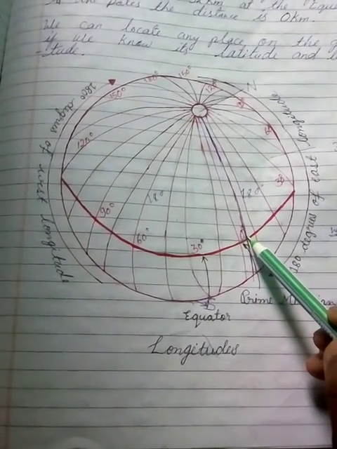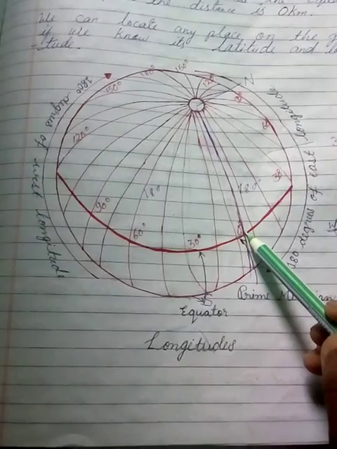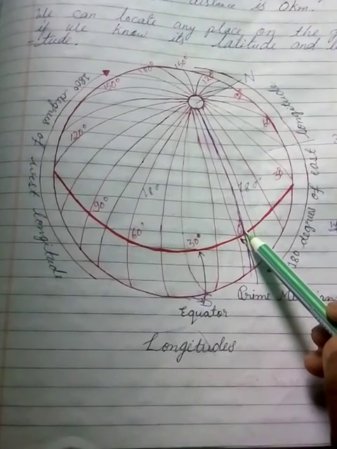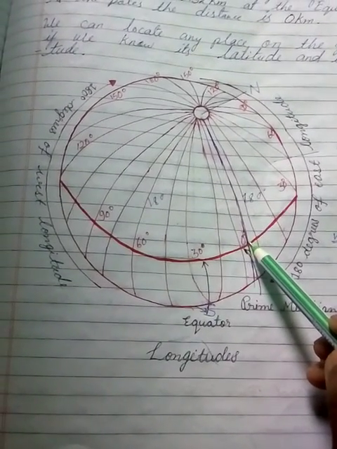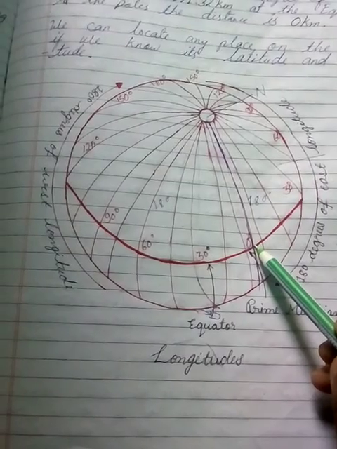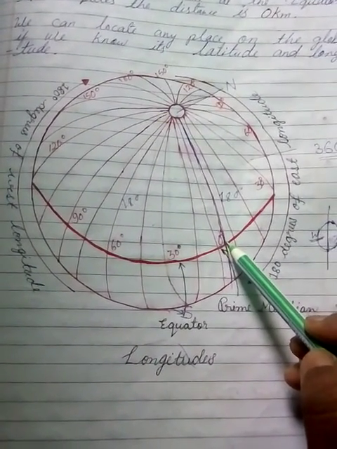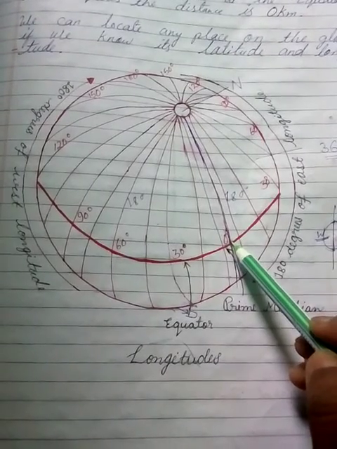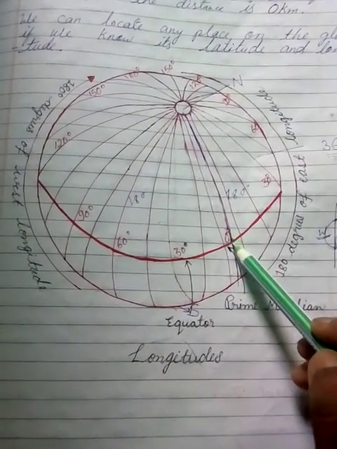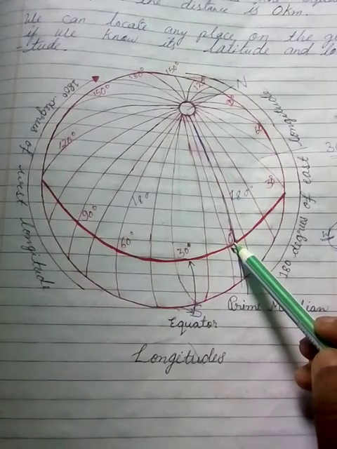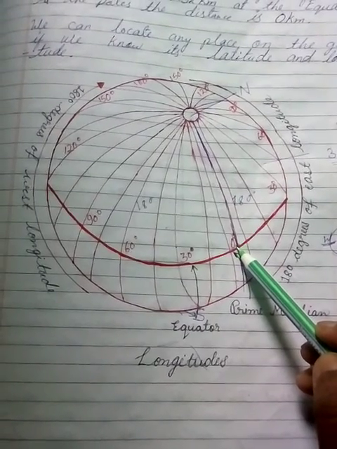It starts from Greenwich, that is in England, and it is called the 0 degree meridian. It is regarded as the 0 degree meridian. It is called the beginning, as it begins from here, so it is the 0 degree meridian. So I hope this is clear to all of you.